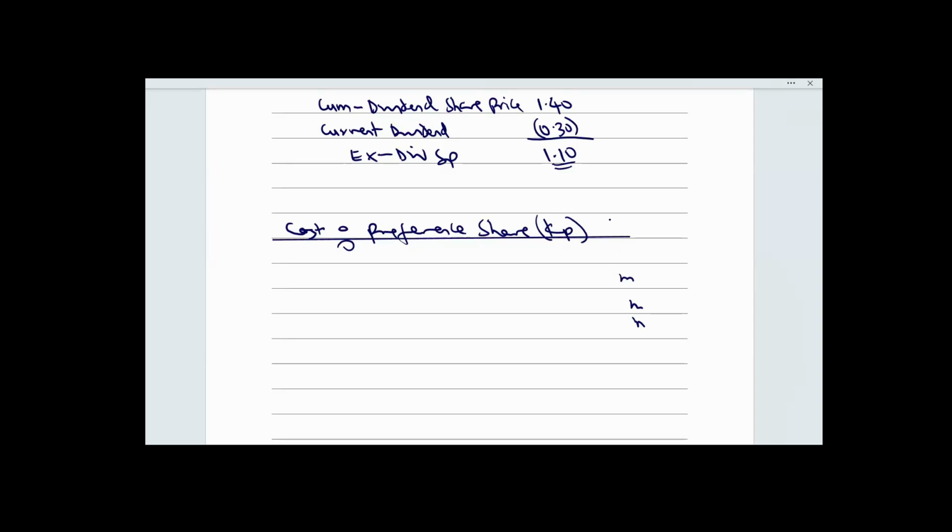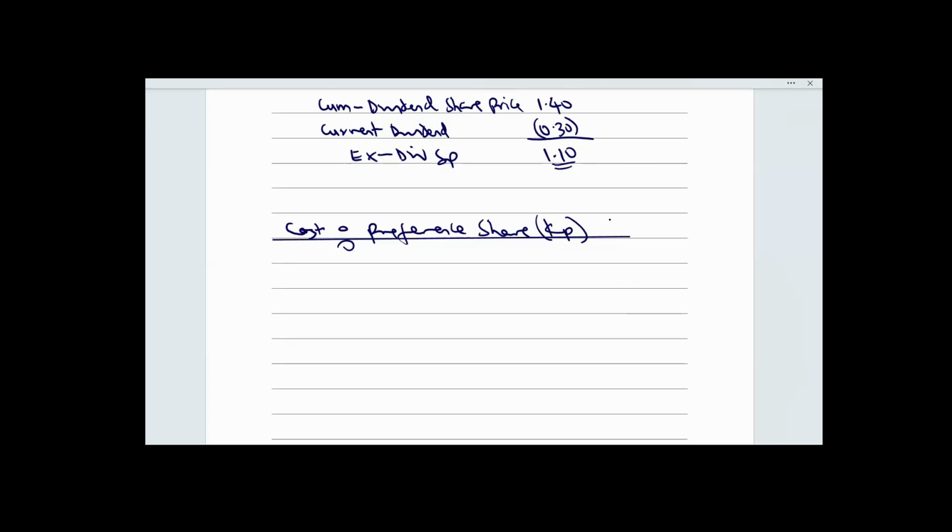Non-cumulative means that in any year that the company makes a loss, of course you cannot pay preference dividend. That means that preference dividend is gone. You cannot accumulate it. So that's basically that. But like I said, those ones are purely theoretical.